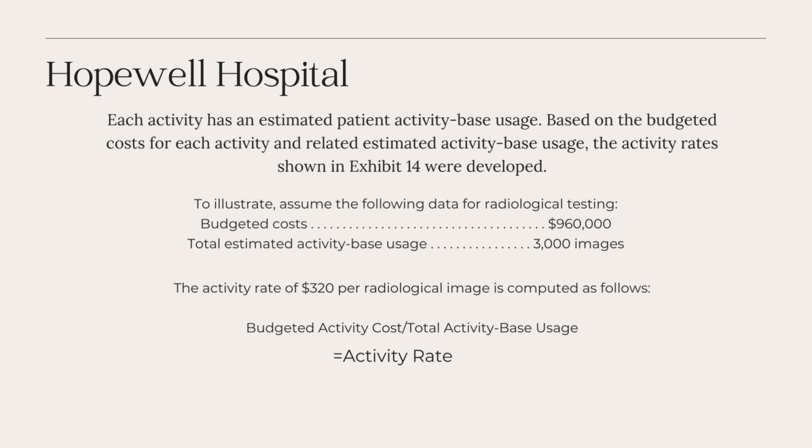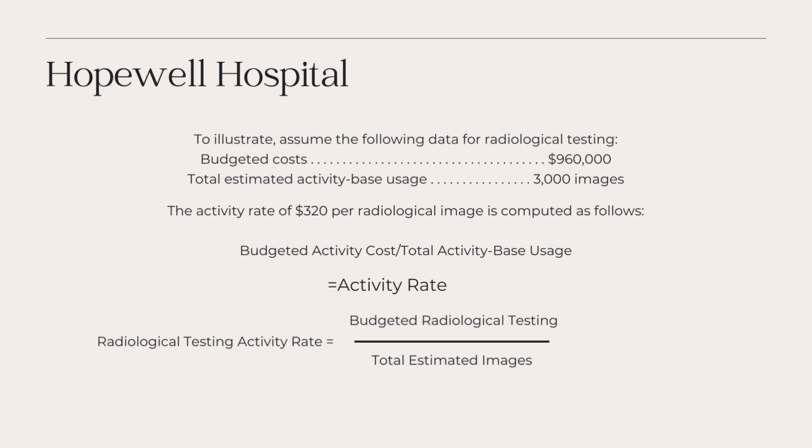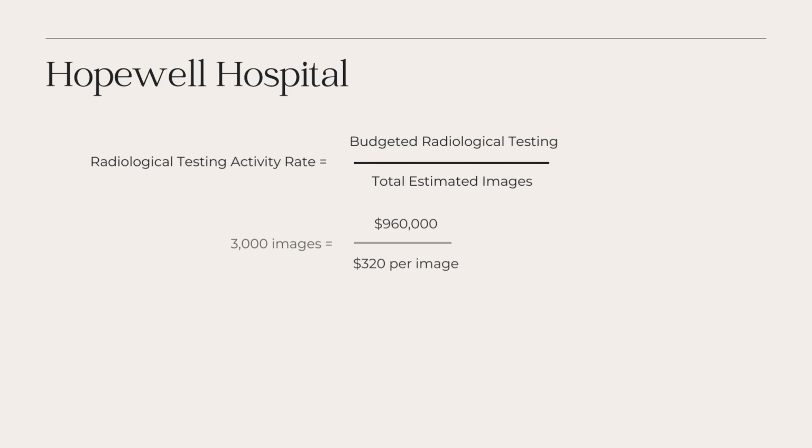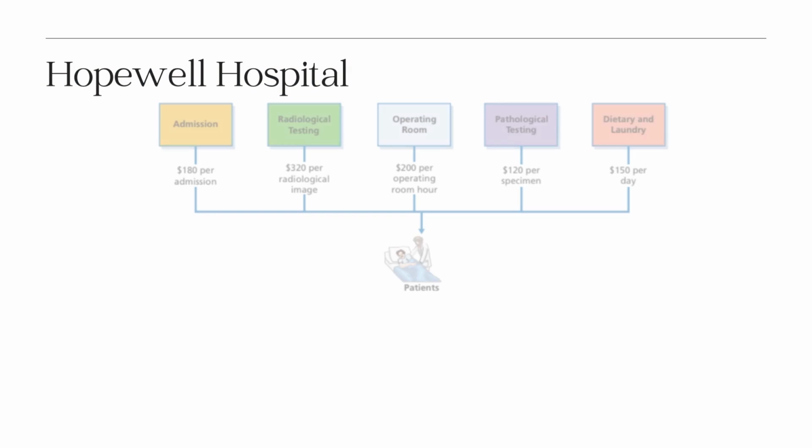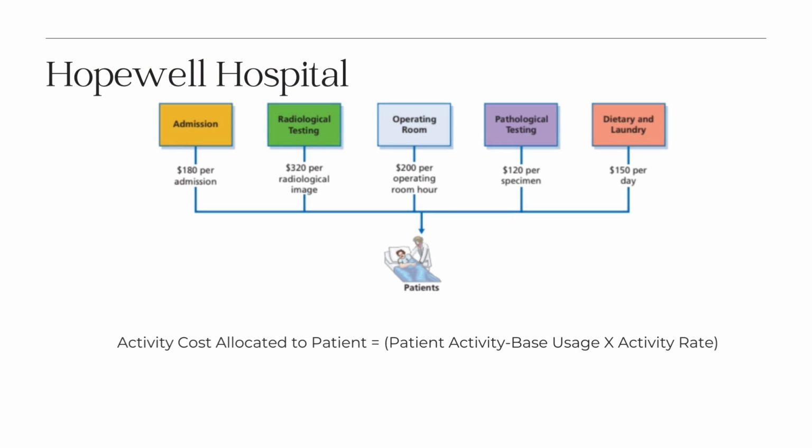Budgeted activity cost divided by total activity-based usage is equal to activity rate. Hence, budgeted radiological testing cost divided by total estimated images is equal to the radiological testing activity rate. $960,000 divided by 3,000 images is equal to $320 per image. Activity cost allocated to patient is equal to activity-based usage times activity rate.